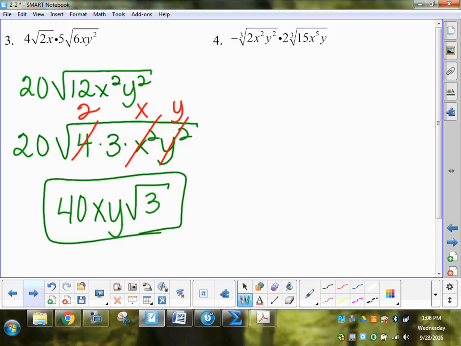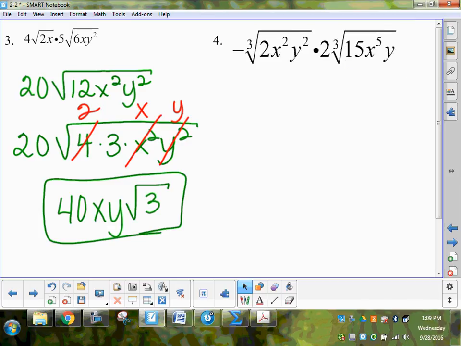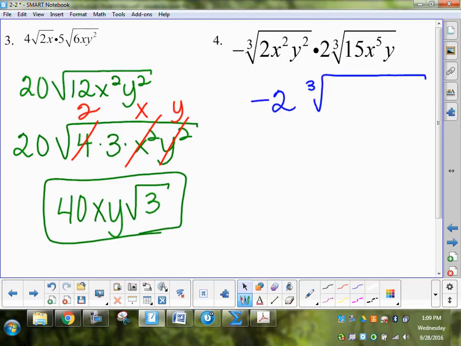Now we're going to do a perfect cube. So get down what number 4 is. We're going to have to multiply across to get what our answer is. So when I multiply across, Ben, what is my coefficient? What will my coefficient be? Negative what? Negative 2. What's under the cube root now?